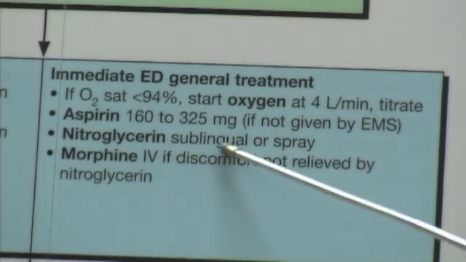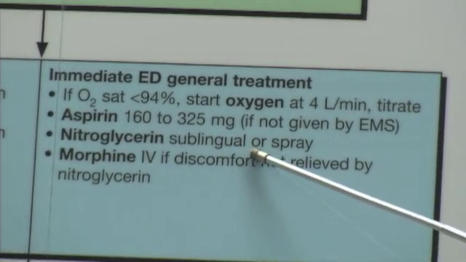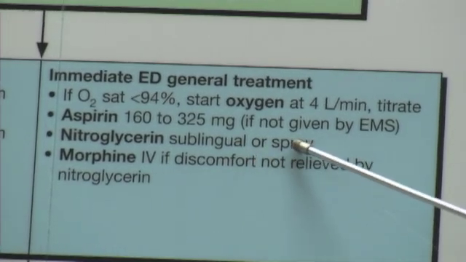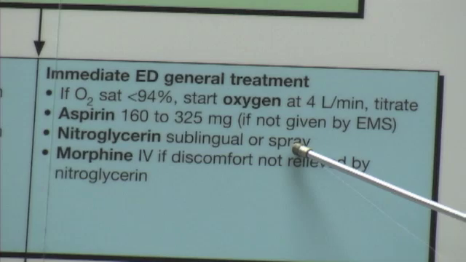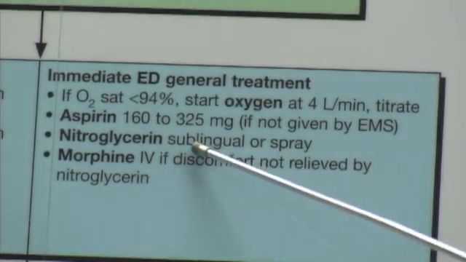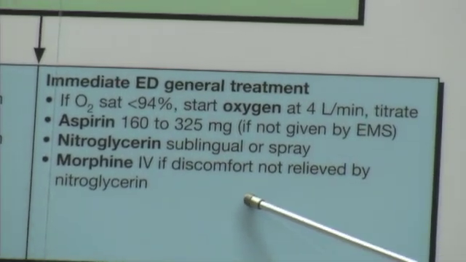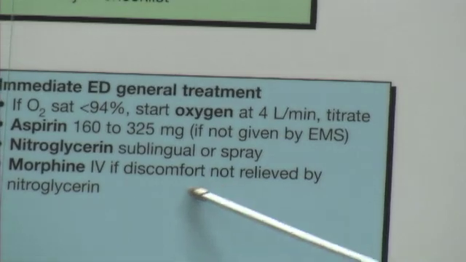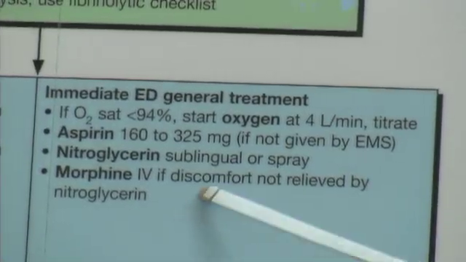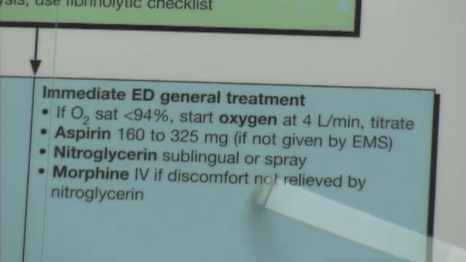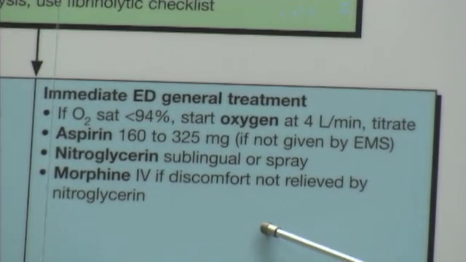We're going to put nitro on the patient, either a sublingual spray or the tablets, and we're going to see if that helps the chest pain. If it doesn't, then we're going to go ahead and give morphine IV if discomfort is not relieved by nitro. So there's our MONA interventions that we're going to start out with.